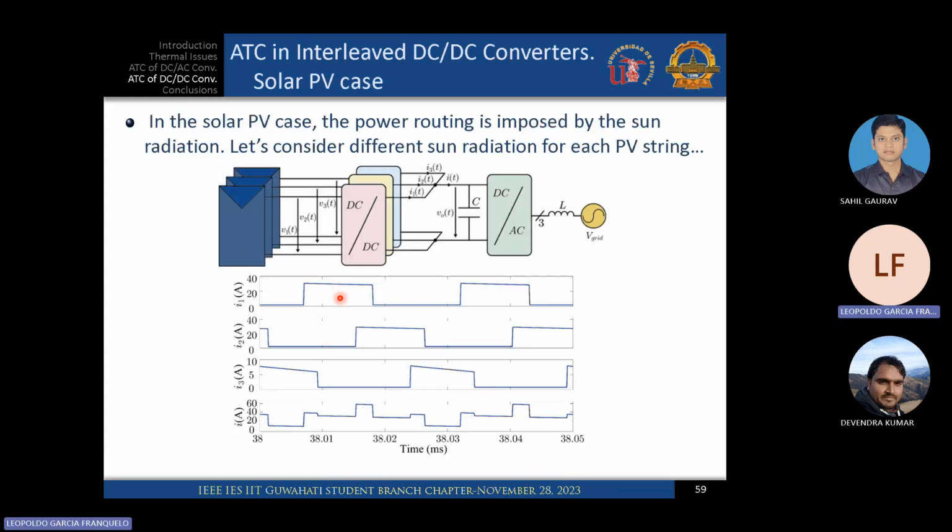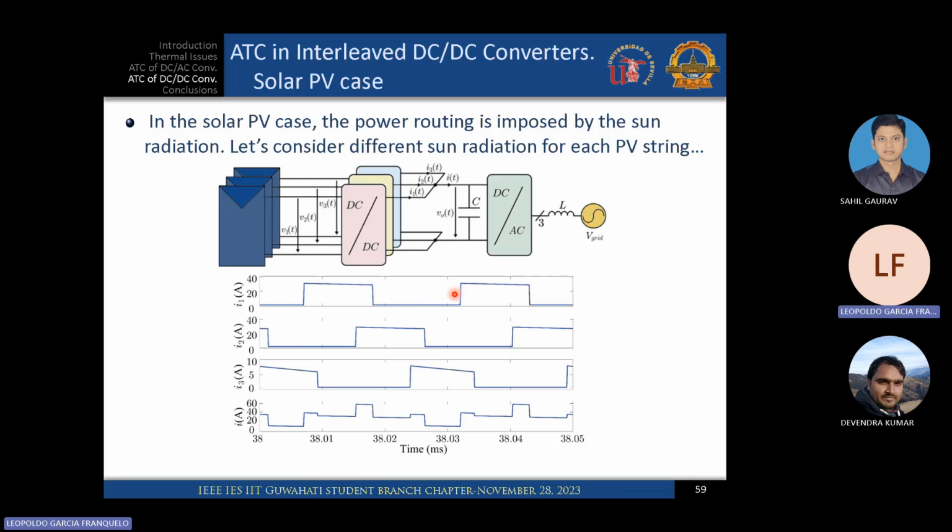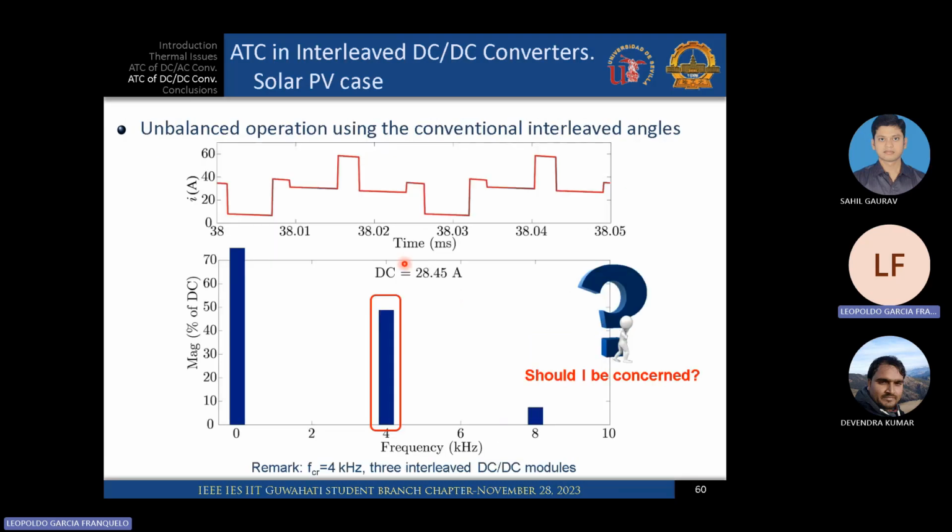What happens if the currents are different? For instance, this is close to 40, this is the same, and this one is below 10. So we have something like this, which is not so nice as this one. So obviously the harmonics will be different. In fact, we have a harmonic at 4 kilohertz and another at 8.